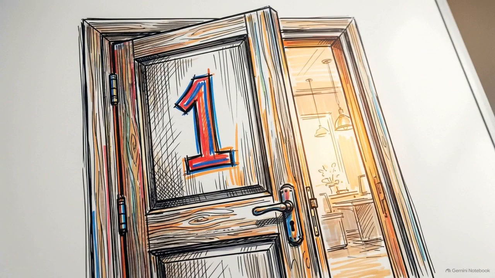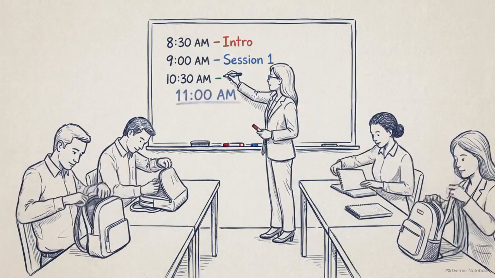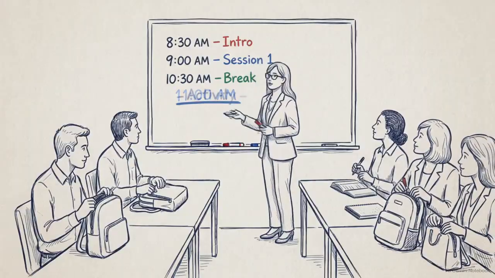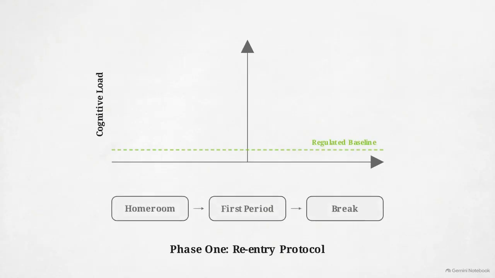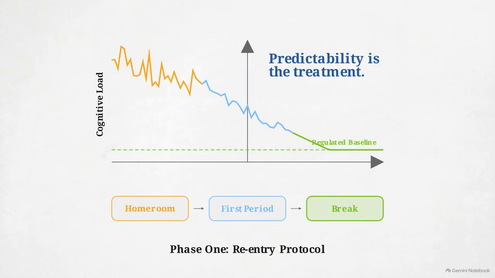Step 1 focuses on the classroom environment. For the first 72 hours back in the building, you need to prioritize rebuilding routine over pushing the academic pace. This flowchart, labeled Phase 1 Re-entry Protocol, tracks how a student's cognitive load drops as their schedule stabilizes. When a student is dysregulated, knowing exactly what comes next acts as a direct neurological intervention.